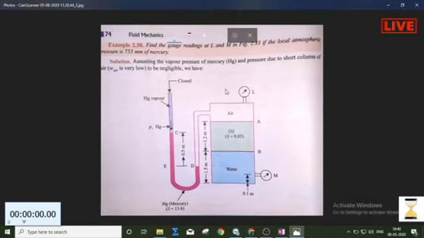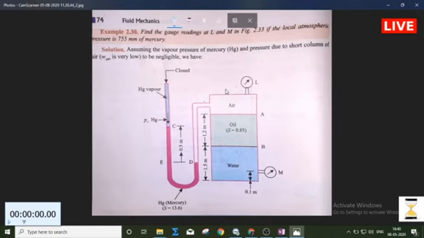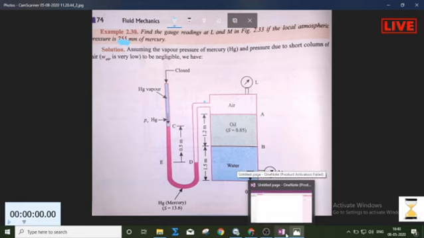So in this problem, the pressure at this point is given to you. We have to find the gauge reading at L and M, if the local atmospheric pressure is given as 755 millimeters of mercury. So 755 millimeter mercury is given to us. Now we have to find out the gauge reading at this L and M.